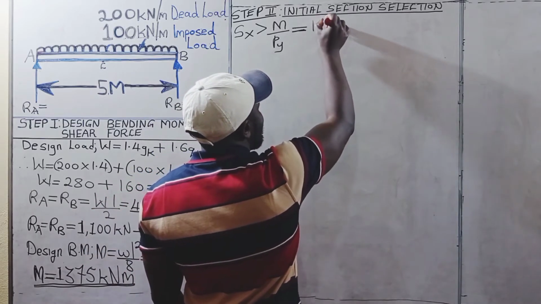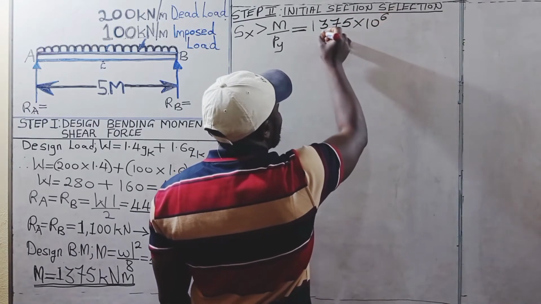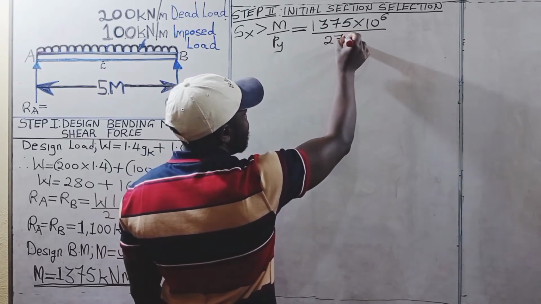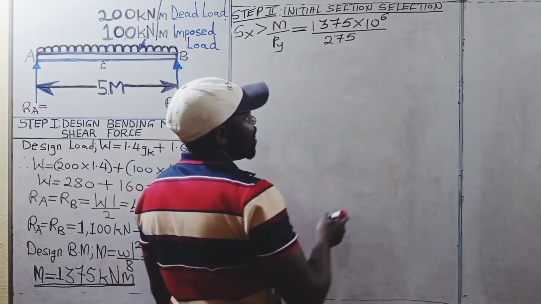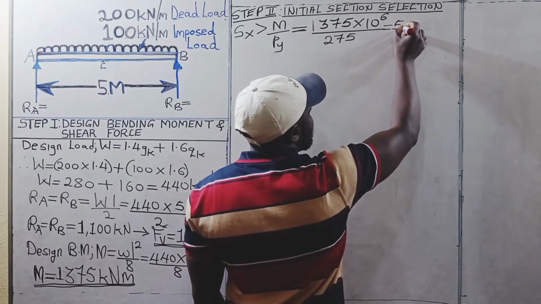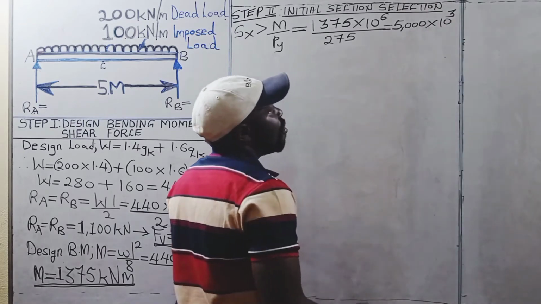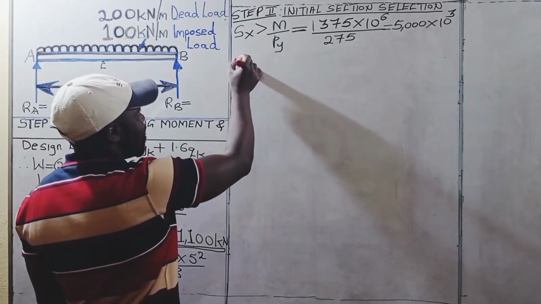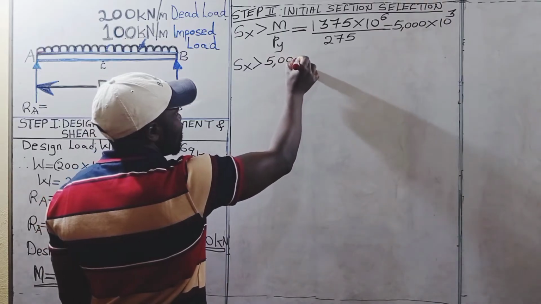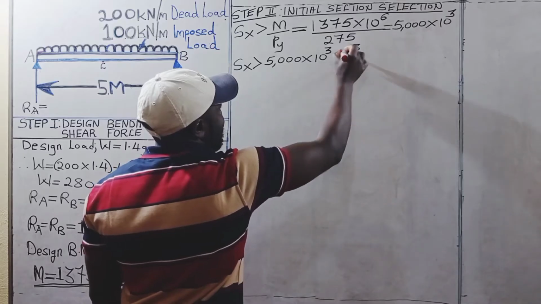So this is going to be 1375 times 10 raised to the power of 6 divided by the design strength of steel, 275 newtons per square millimeter. And this is going to give us 5,000 times 10 raised to the power of 3 cubic millimeters. Therefore, the plastic modulus should be greater than 5,000 times 10 raised to the power of 3 cubic millimeters.